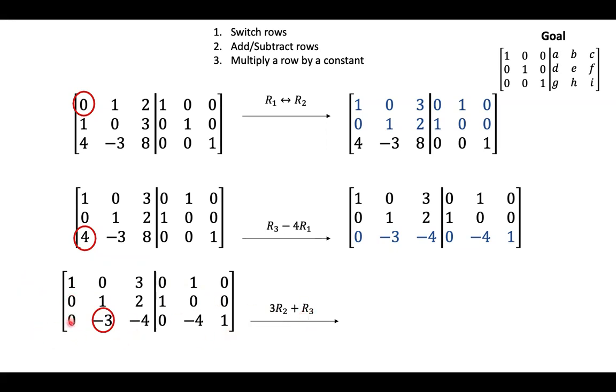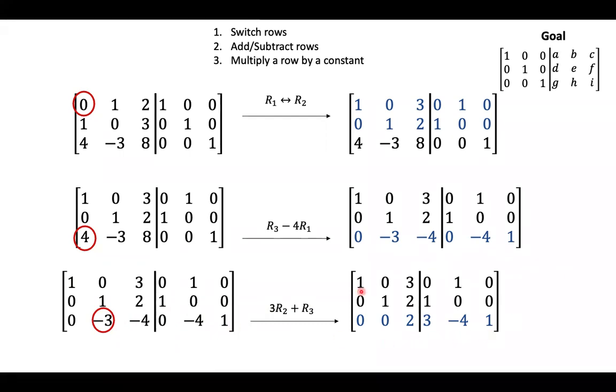So 3 times 0 is 0. 3 times 1 plus negative 3 is going to be 0. 3 times 2, which is 6, plus negative 4 is going to be 2. And I'll go ahead and show the next matrix. 3 times 1 is 3, plus 0 is 3. 3 times 0 plus negative 4 is negative 4. 3 times 0 plus 1 is 1. So we end up with this matrix.